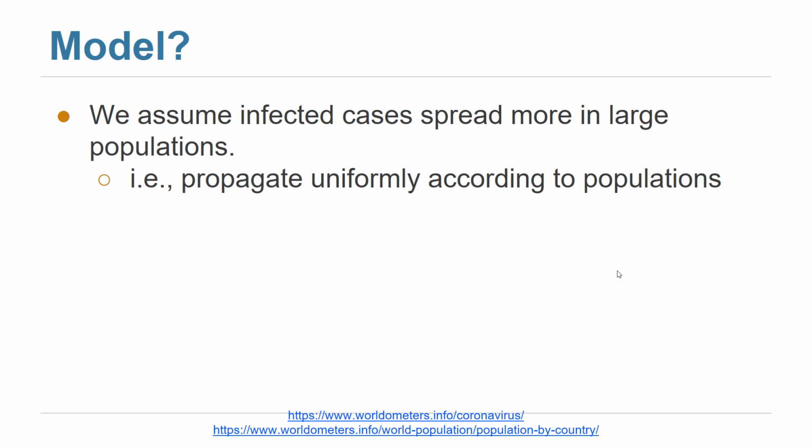So if that assumption is good, that means that the infected cases will increase when we have a large population in a country. That means that if I randomly sampled from the entire world, I will get numbers similar to the numbers that we already have of infected cases in each country. Is that clear?